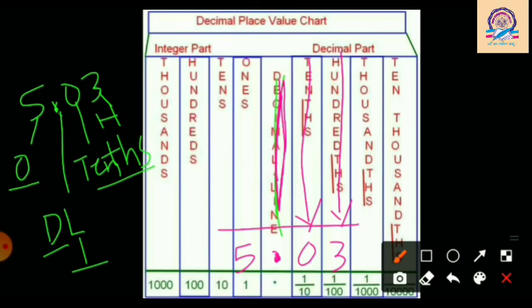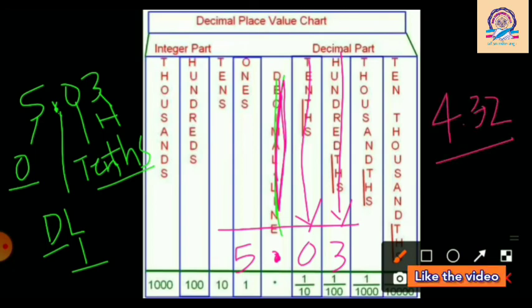So now we are at the end of this video, so I want to give you some questions, and in the comment section you have to write the answer. Okay, so the first question is 4.32. Let me write this number 4.32. Here you have to answer the places of this number: what is the place of 4, what is the place of 3, and what is the place of 2 in the number 4.32. This is your first question.